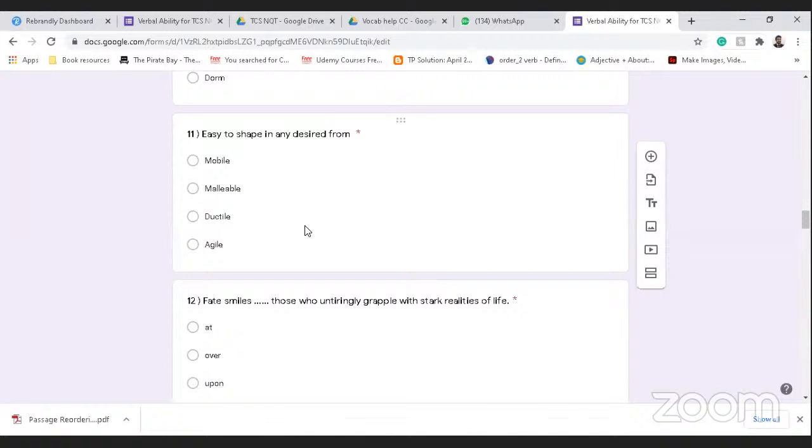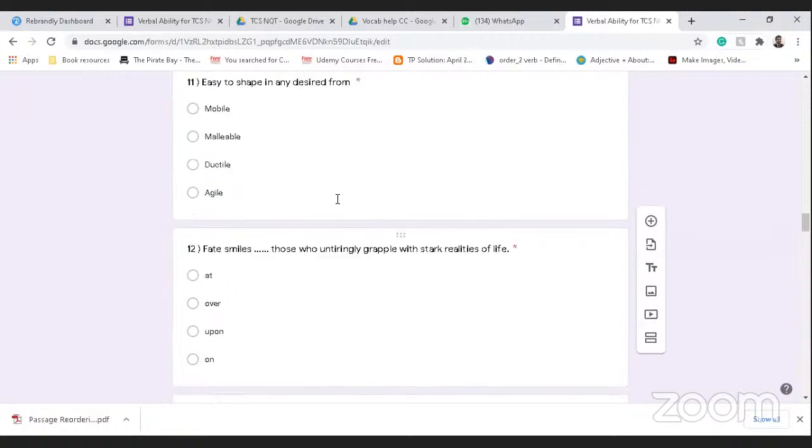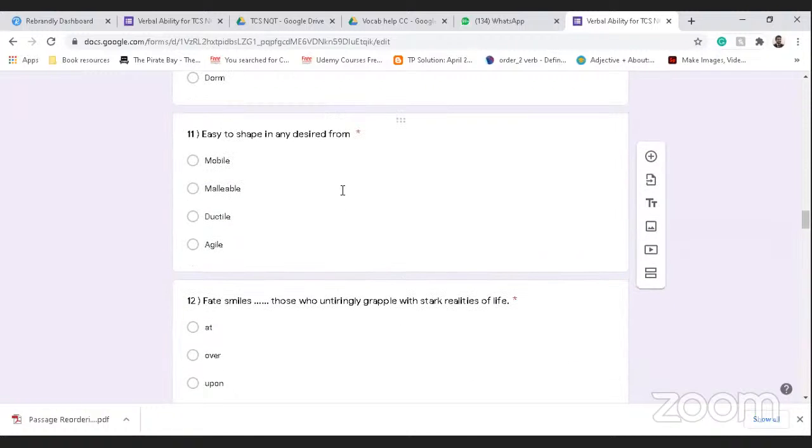Easy to shape in any desired form. Come on, engineers. Malleable, yes. Ductility क्या होती है? Regarding wires, right? Twisting wire, yes, absolutely. So malleable is the right answer over here. Easy to shape in any desired form. And by the way, what is agile? Highly flexible. Agile means very flexible and fast.